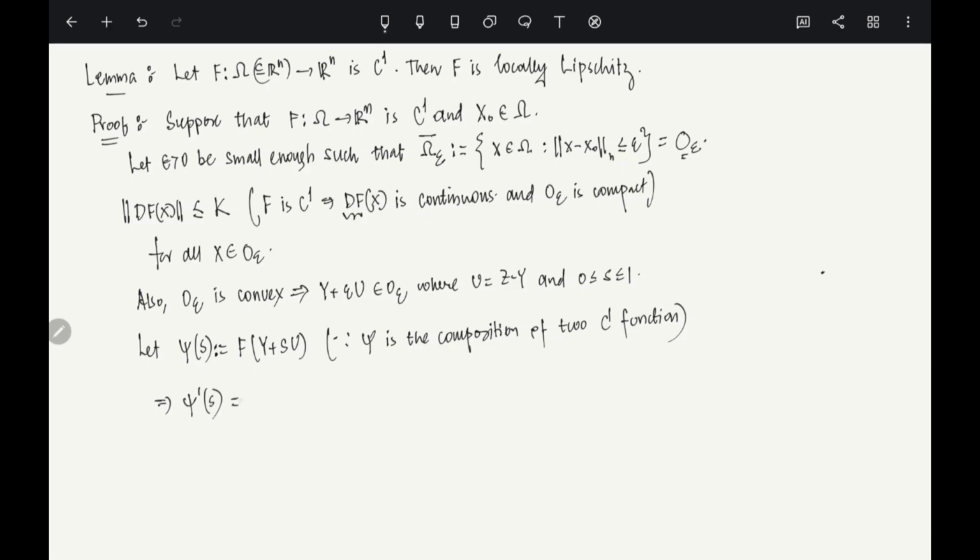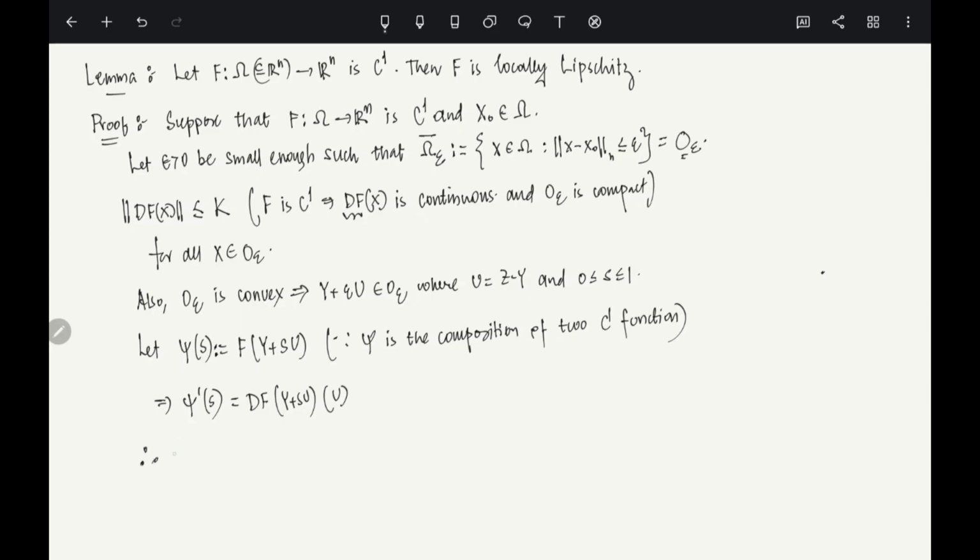Phi prime of s is nothing but the derivative of f, which is df acting at y plus su. Okay, df at y plus su acting at u, because by the chain rule the derivative of this is going to be u, because the derivative is with respect to s. So this is what we are going to get.